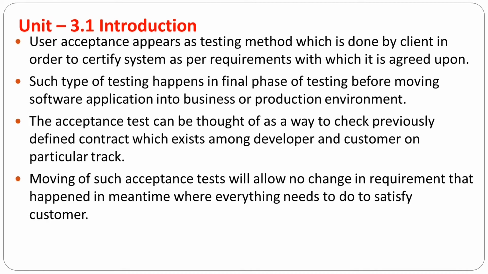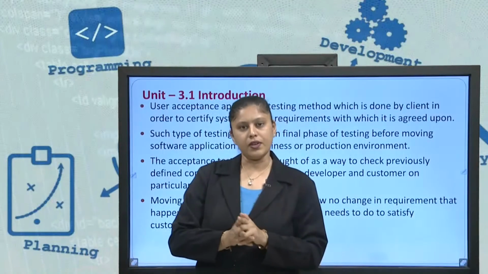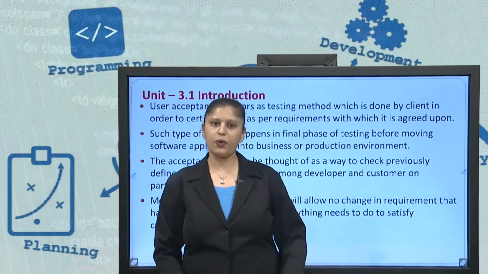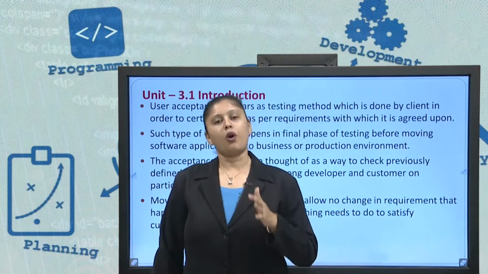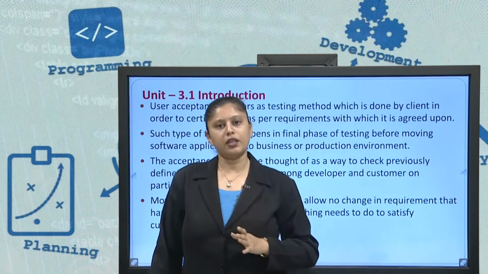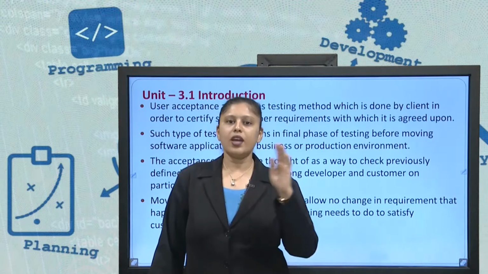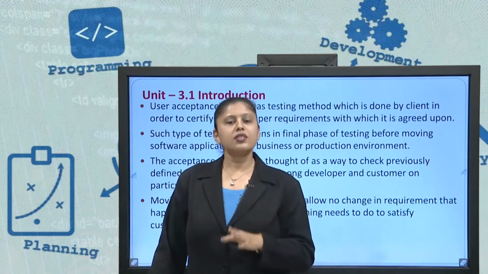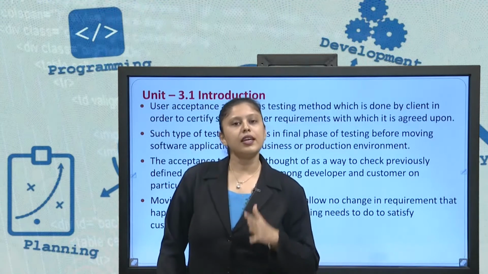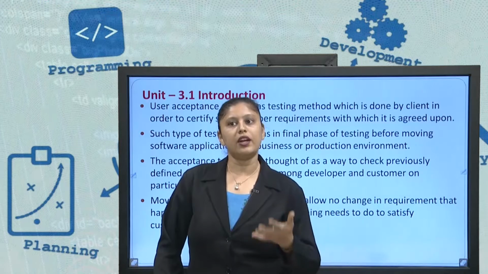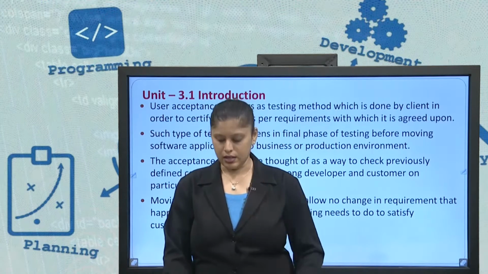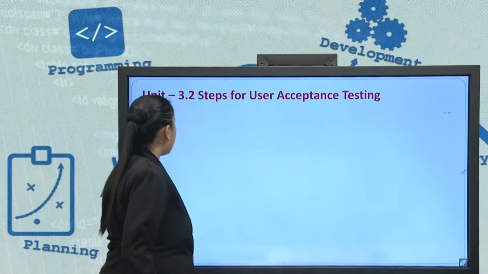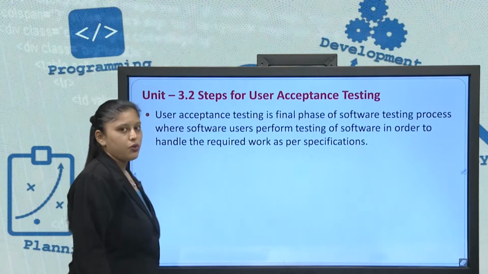Now, everything here is only to satisfy our customer. Whatever my customer would have levied, saying I want such requirements, if we fulfill all those requirements of the customer, then it is said that we are satisfying our customers. So user acceptance testing basically satisfies our customer with their own needs. Whatever they wanted, we have given them the actual thing. This is 3.2, of course.